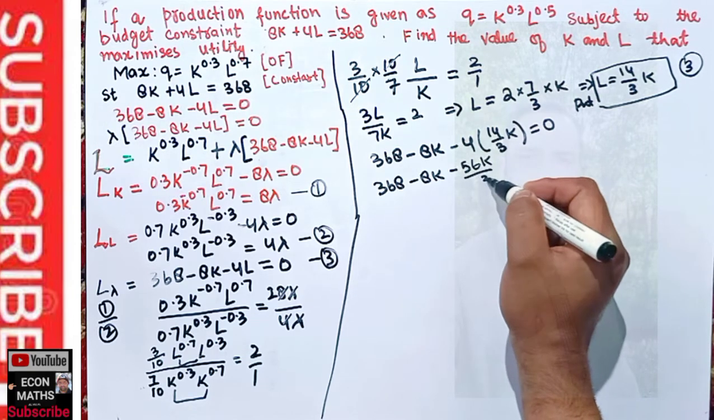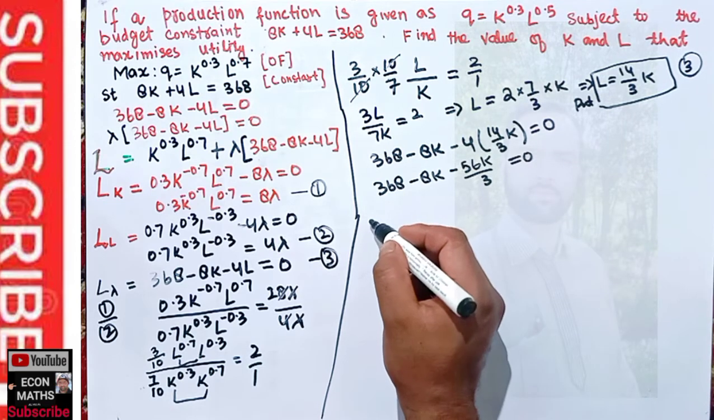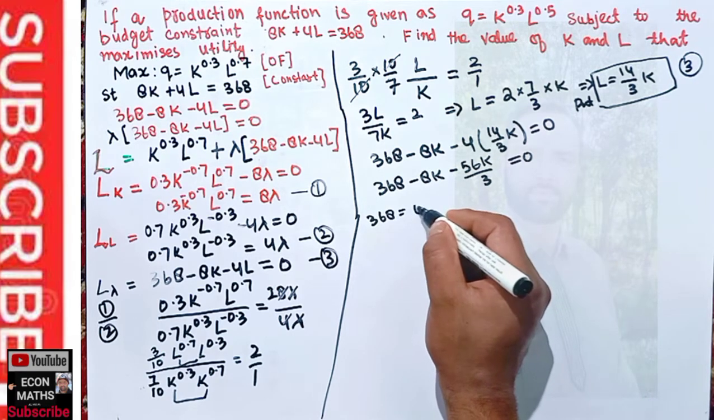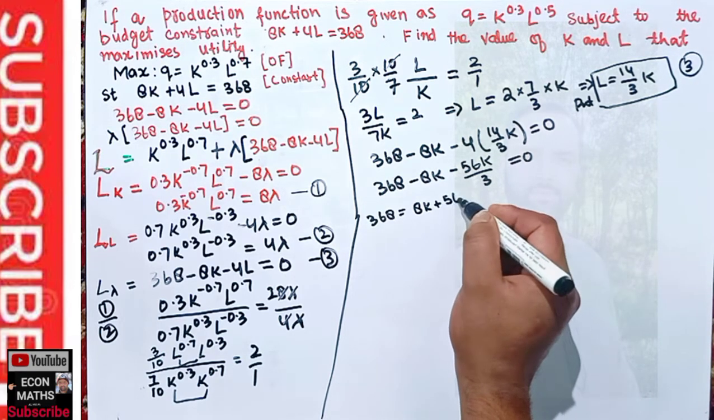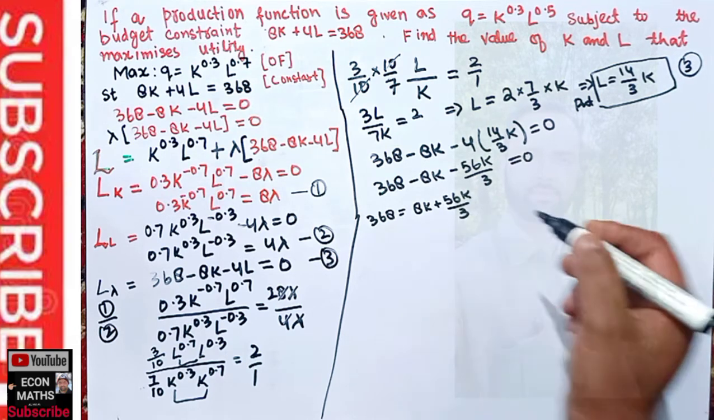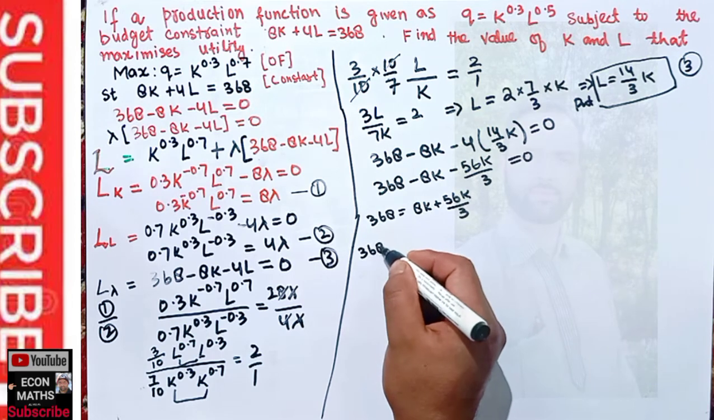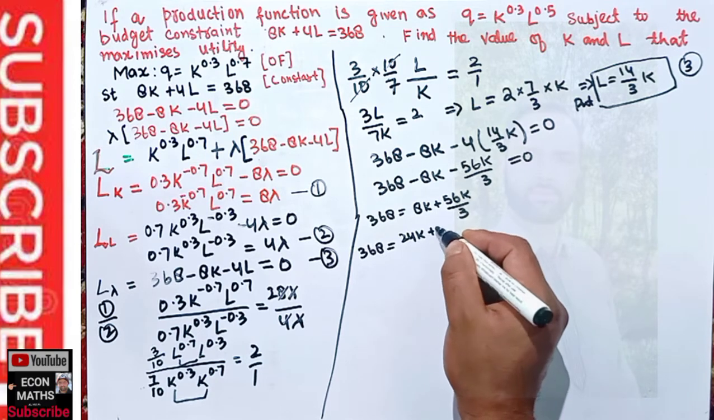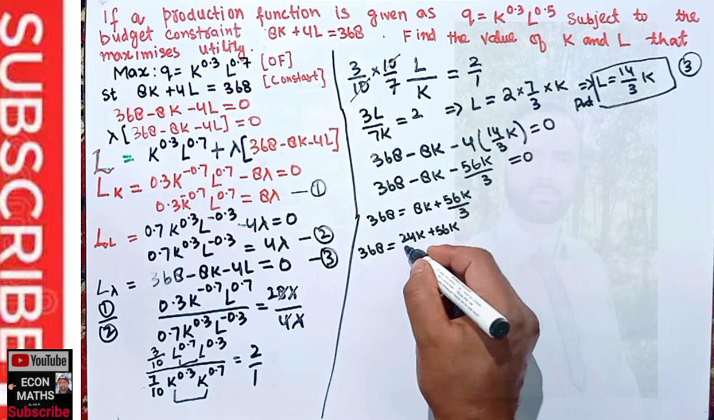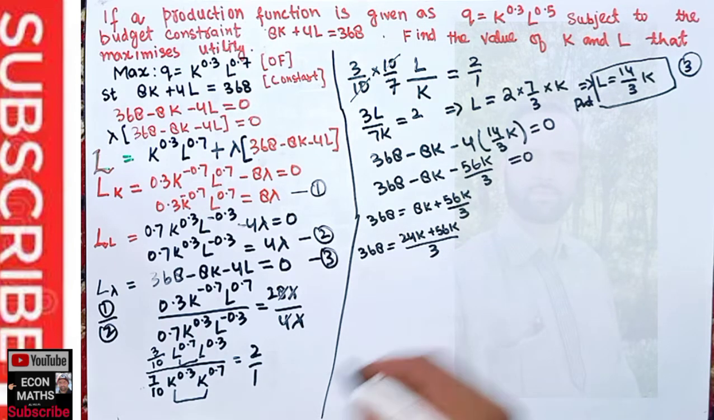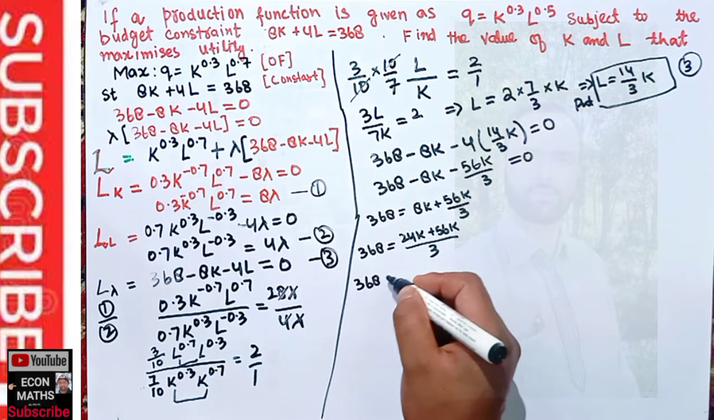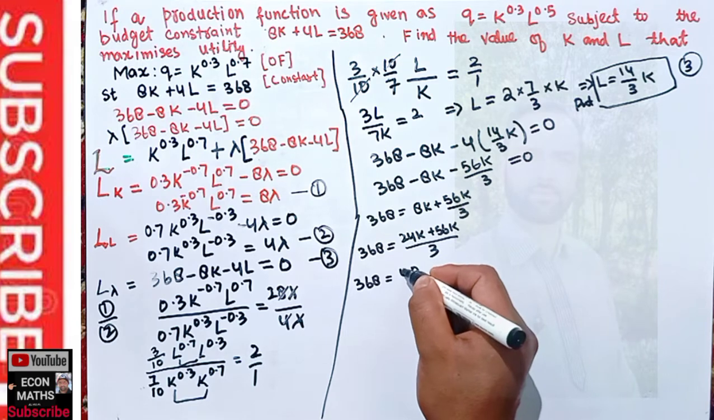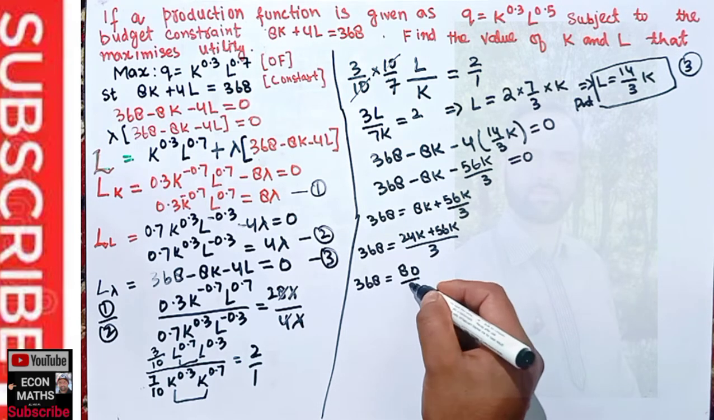368 is equal to, transposing these terms on the RHS, these will become positive, that is 8K plus 56K divided by 3, or we can write 368 is equal to, now multiplying, 3 8s are 24, 24K plus 56K divided by 3, which implies 368 is equal to, now 6 plus 4 is 10, 5 plus 2 is 7, and the carry 1 is 8, so 80K divided by 3.